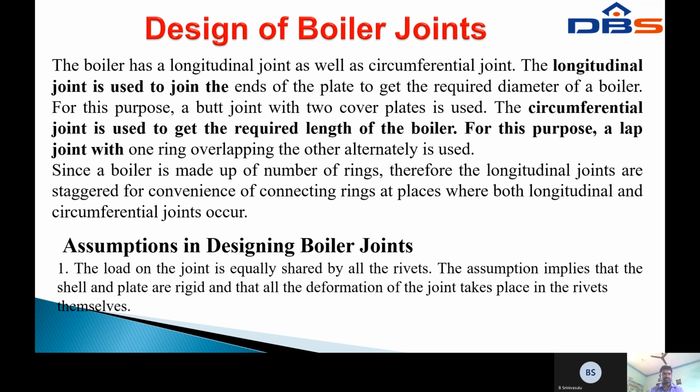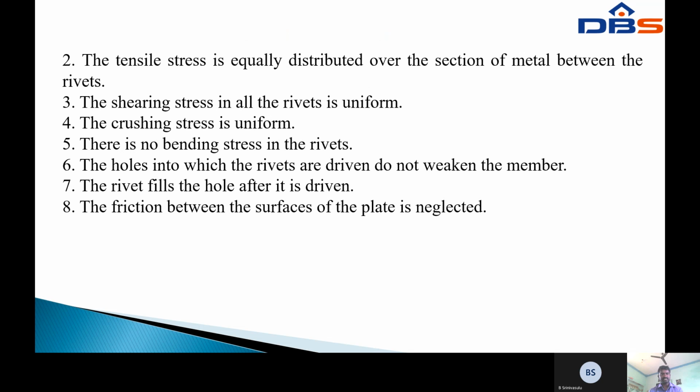Next, second: the tensile stress is equally distributed over the section of metal between the rivets. The shearing stress in all the rivets is uniform. The crushing stress is uniform. Next, there is no bending stress in the rivets.